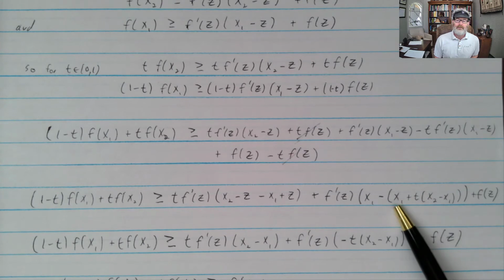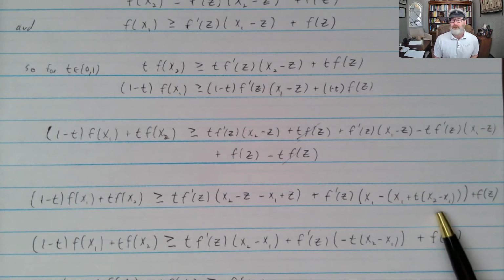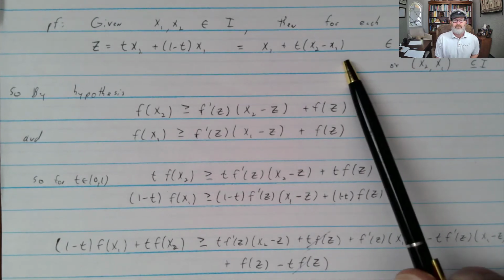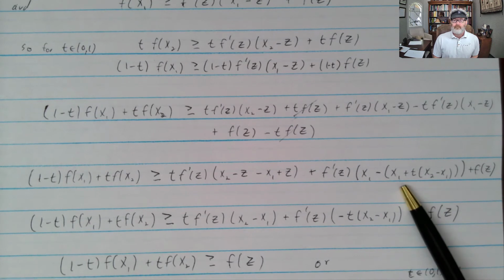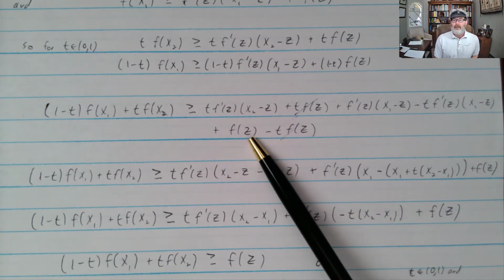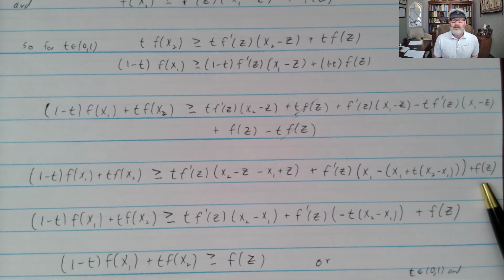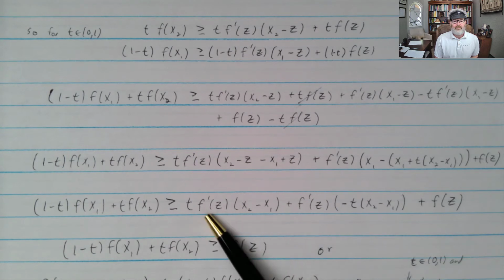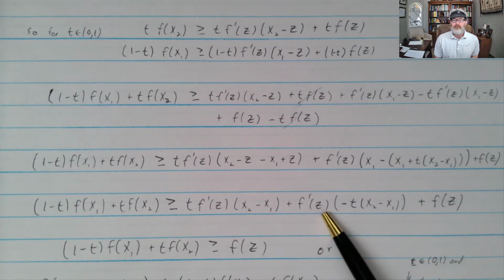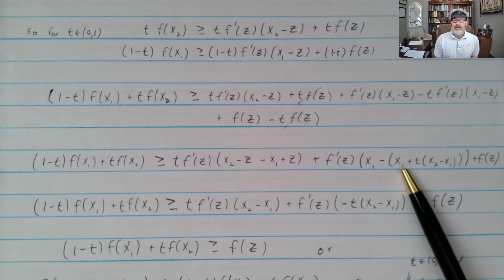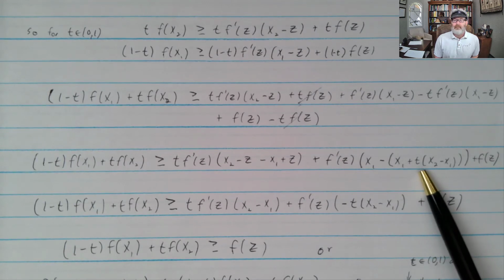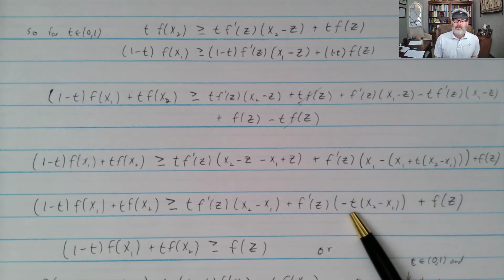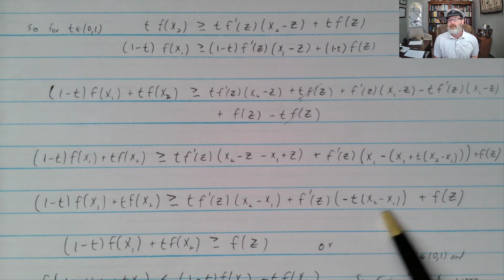So z was x1 plus t times x2 minus x1. Right, if we look back, if you want to see it real quick, z. And then lastly, plus f of z. So that's the last term. So here the z's cancel. So we just get this plus f prime of z. And now here the x1s will cancel. And we'll just get t times x2 minus x1, but with a minus. So keep right here. And then plus f of z.